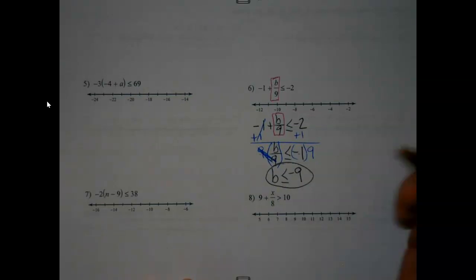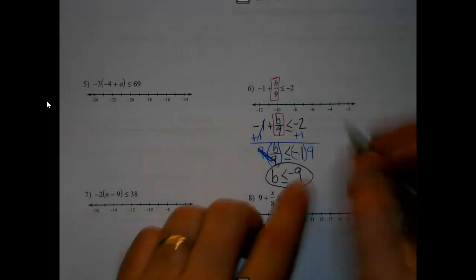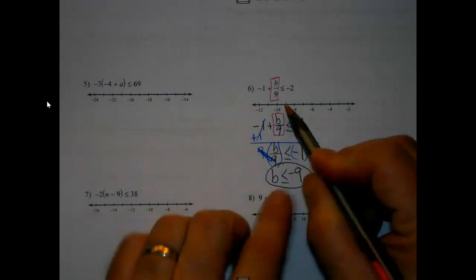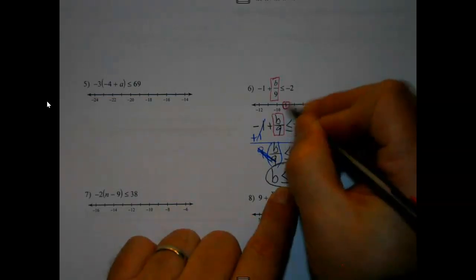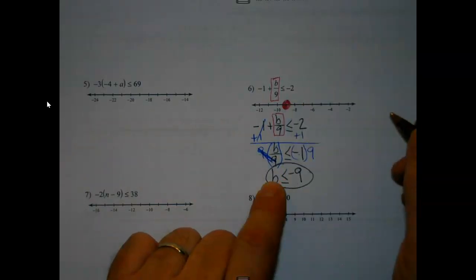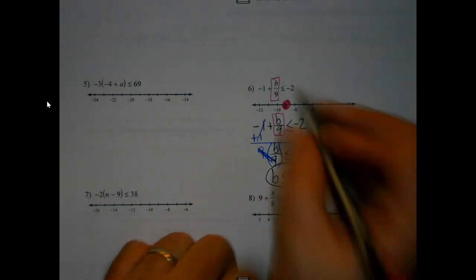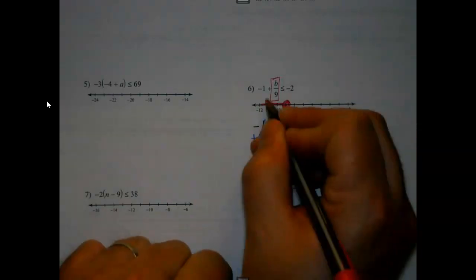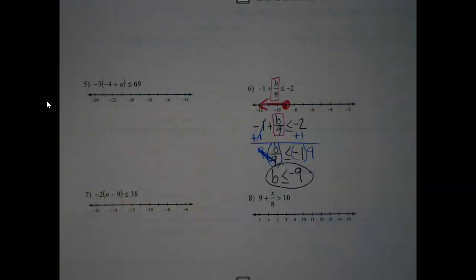So I go back through my couple of steps. I go, okay, here's negative 9. Line underneath, so it's a filled in dot. And b is less than, it's pointing at b. So we're going to go left.